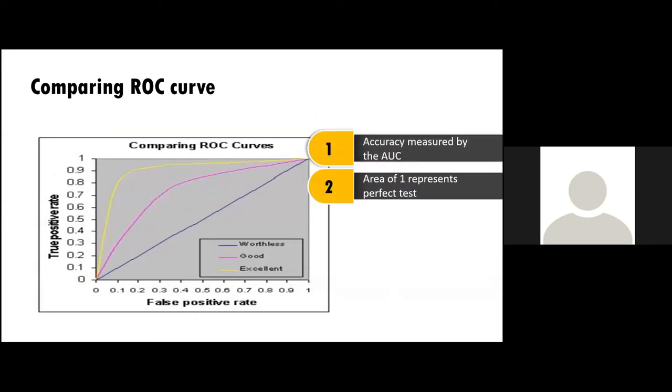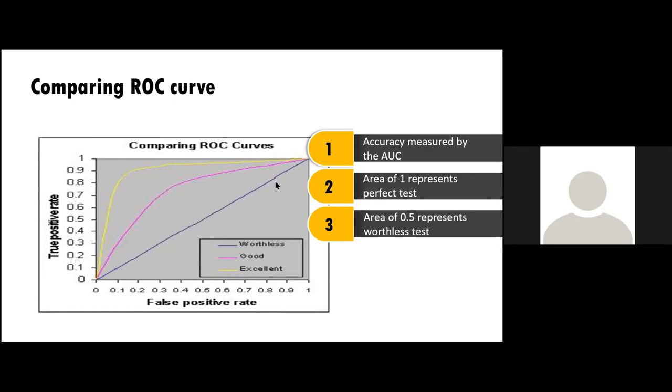The accuracy of this ROC curve is measured by the area under the curve. An area of 1 represents the perfect test, and an area of 0.5 represents the worthless test. The 0.5 area comes from taking this diagonal, because the triangle area is half into base into height. Since it is 1 and 1, half into 1 into 1 gives you 0.5. So the area of the triangle under this diagonal, with its 90 degree angle, is 0.5.